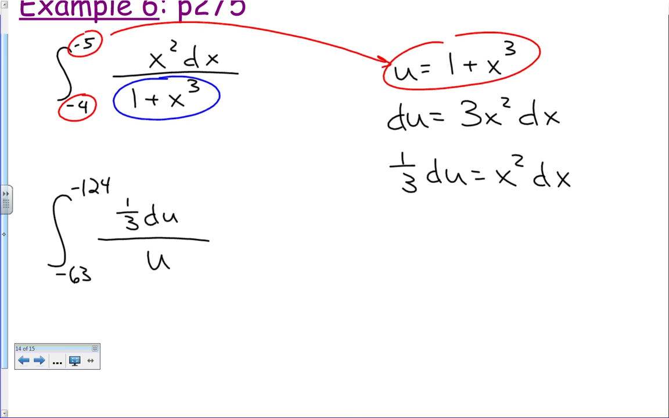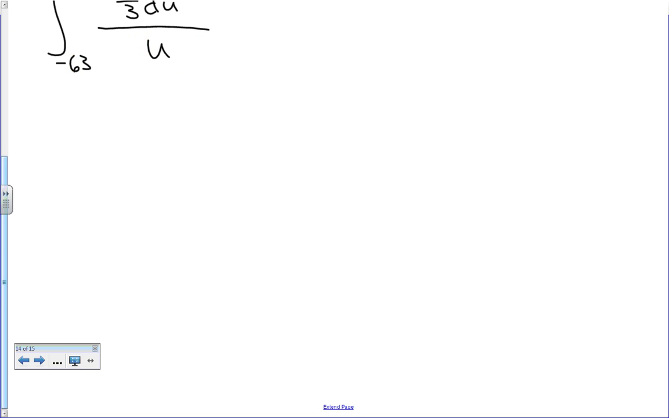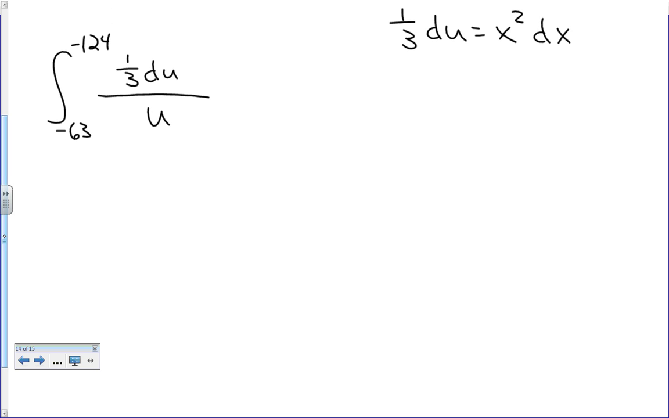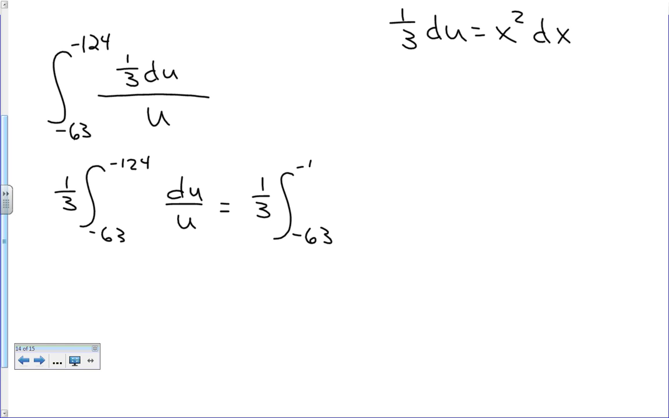All right, again, if you want to factor out the 1/3, we can bring that out front and write it as -1/3 from -63 to -124 of du over u. I'll go ahead and write this out again several ways. You should recognize it in any one of these three forms here. That's the same as 1/3, the definite integral from -63 to -124 of 1 over u du. This is probably the one that you are going to feel most comfortable with, but you should recognize any one of these.